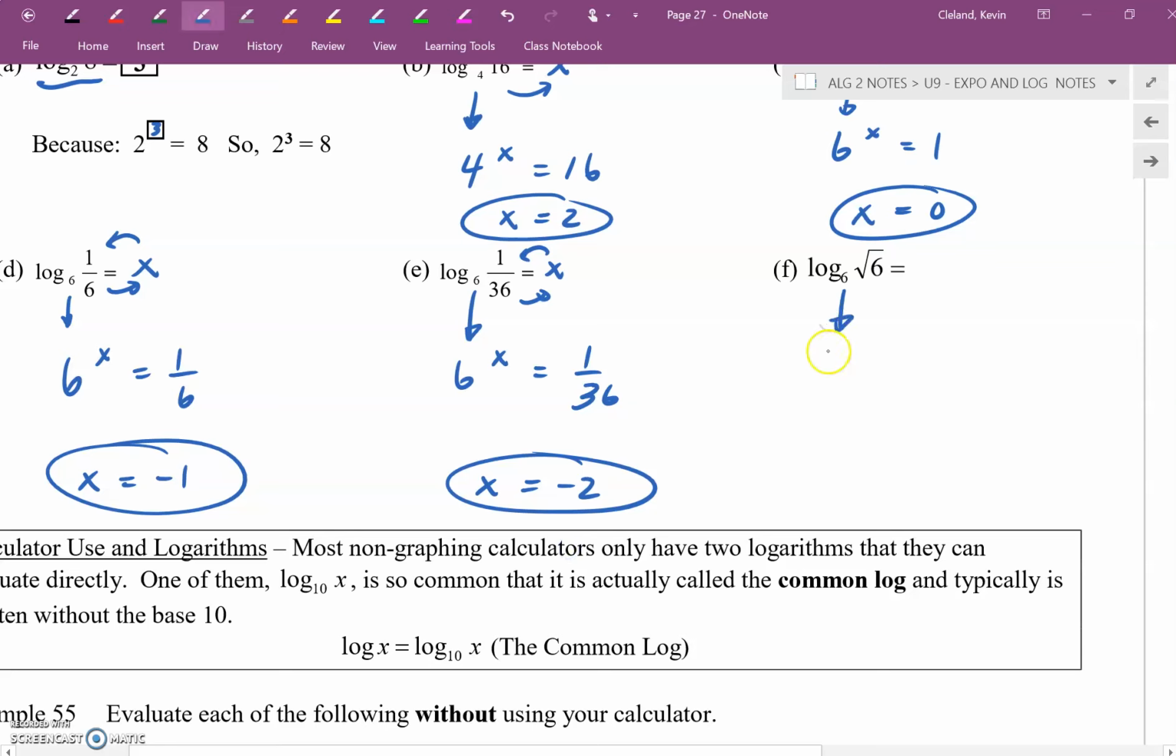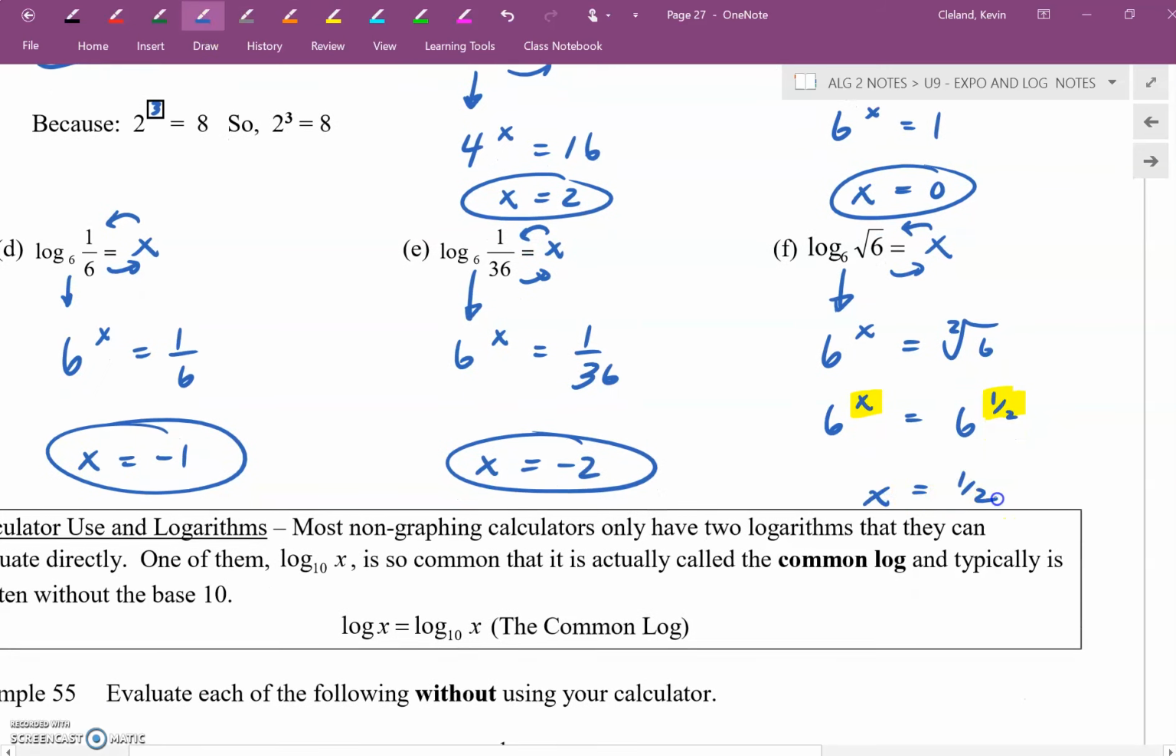And then lastly, bring down your base, and you've got 6 to the x, 6 to the what power is the square root of 6. Well, don't forget that radicals can be written with rational fractional exponents, and that the square root without an index shown, the default is 2. And so we're just going to say, all right, that's 6 to the 1/2 power. Hey, look at that. Since the bases are equal, then the exponents have to be equal. So x is 1/2.